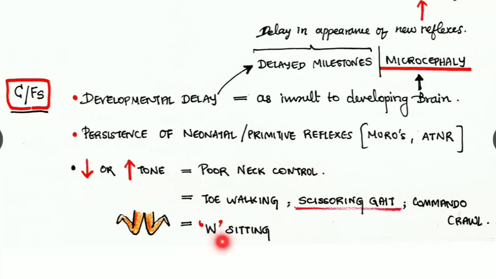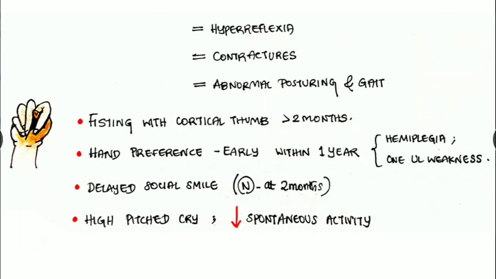And there is another term, W sitting, where the child sits in a W pattern, and this is due to the child's inability to sit properly as a normal child. And this hyper or hypotonia can cause hyperreflexia, contractures, and abnormal posturing and gaits, etc. Next feature is the fisting with cortical thumb persisting for more than 2 months. And this image shows the fisting with cortical thumb where the thumb is inside the fist. And this is a typical feature.